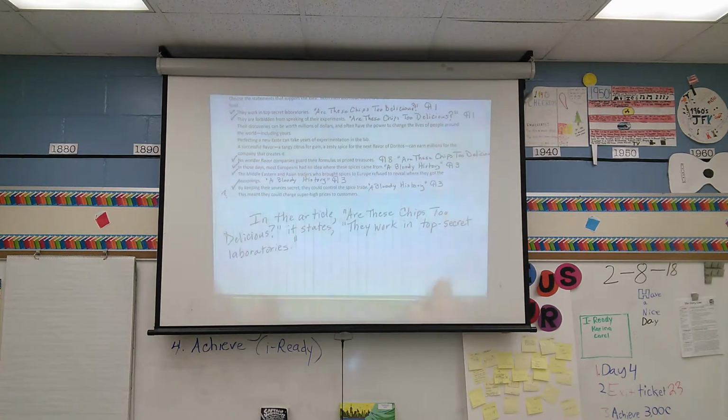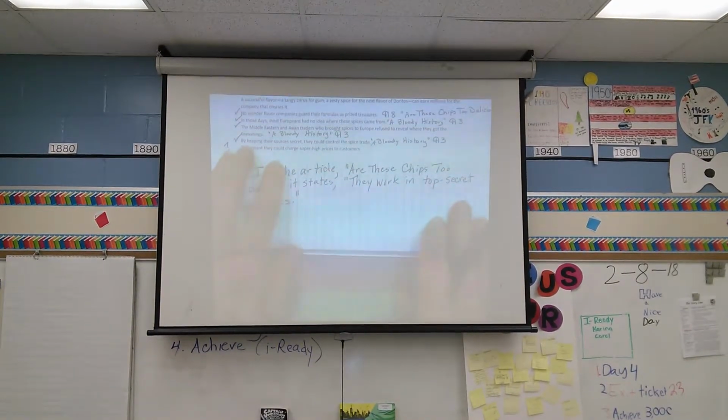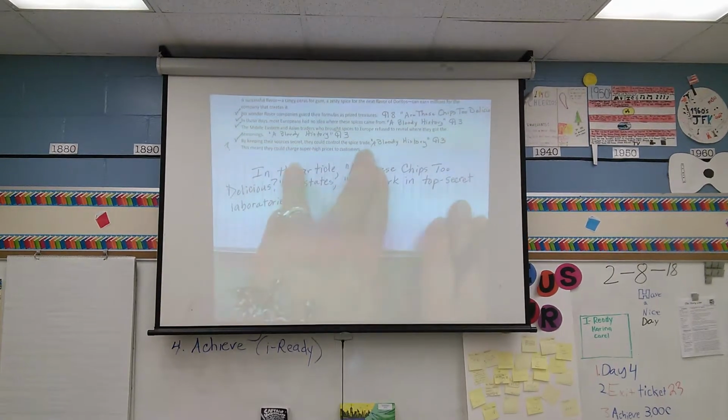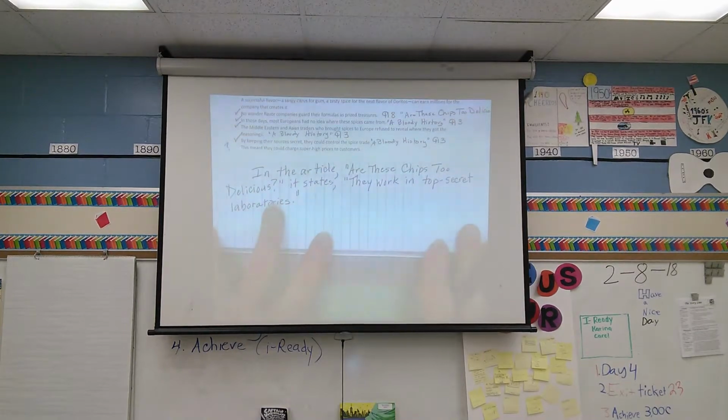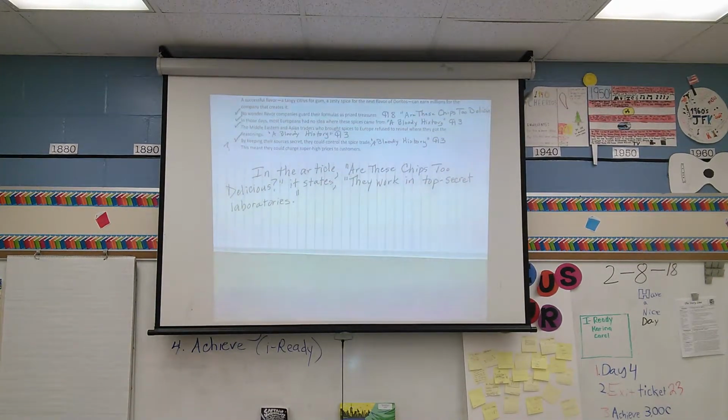Let's jump down here and look at this one right here. It says, by keeping their sources secret, they could control the spice trade. Now, this quote comes from A Bloody History. It's paragraph 3. So turn with the same partner. Try to see if you can write it in a different way than you wrote it the first way. So go ahead and cite this text evidence and quote it.